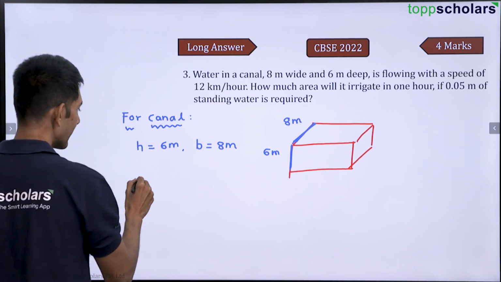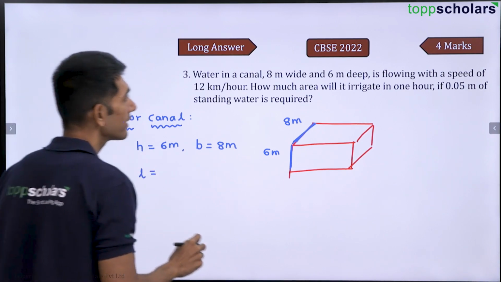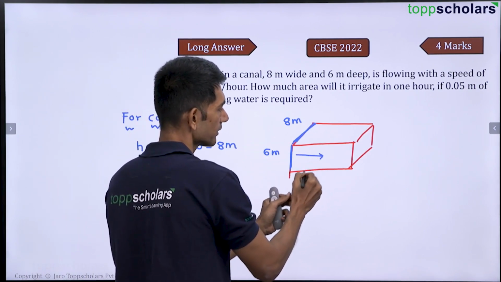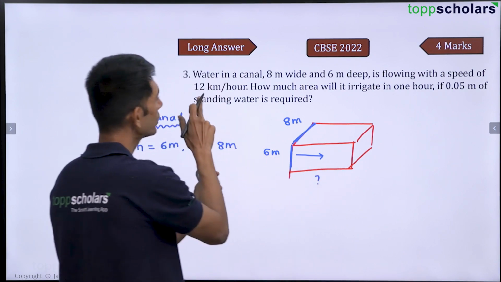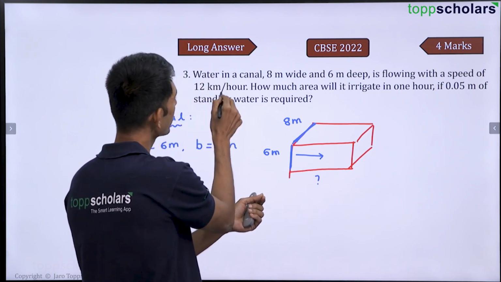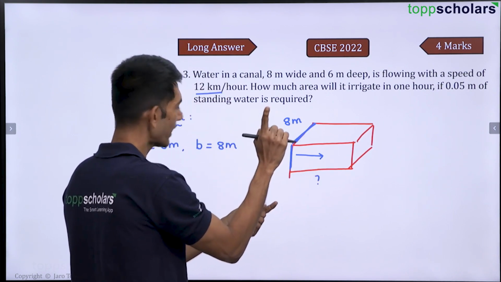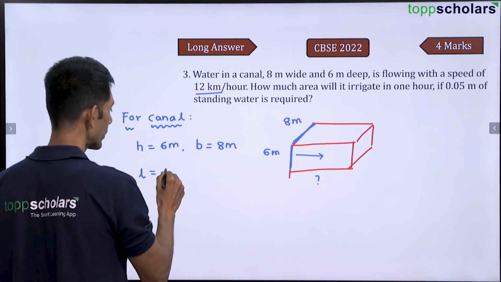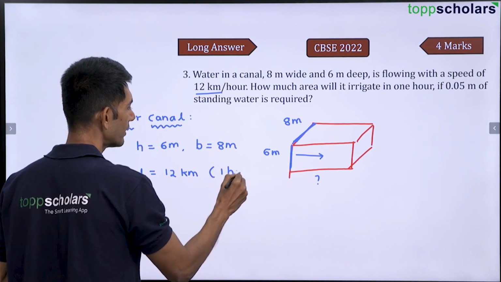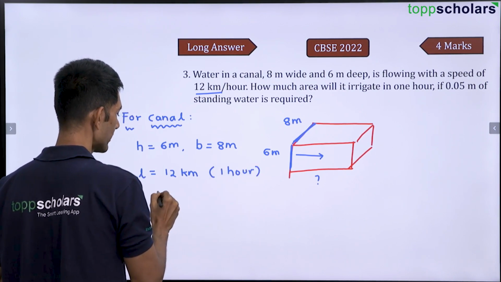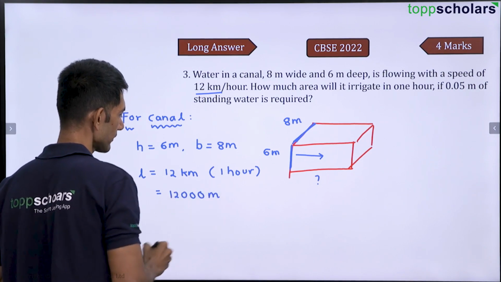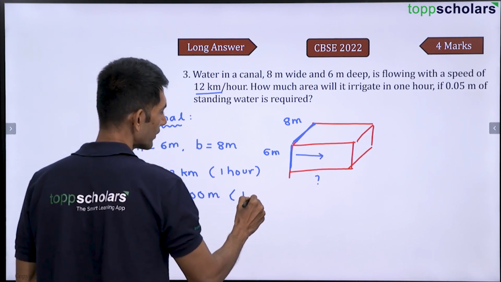Now let's talk about the length. They are saying that it is flowing with a speed of 12 km per hour. So in this direction I need to find the length. If I take 1 hour, the distance covered is 12 km. So can I say the length will be equal to 12 km, provided I take it for 1 hour. If I convert this into meters, it will be 12,000 meters, correct? So this is as per 1 hour.